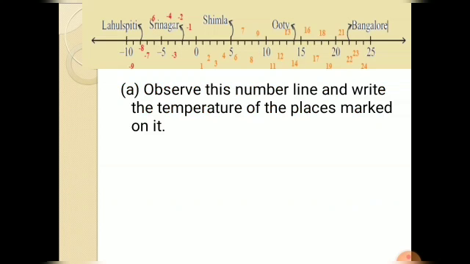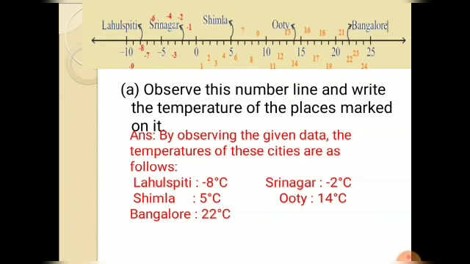Observe this number line and write the temperature of the places marked on it. Now the number line is in front of us and it has become very easy for us to tell the temperatures. By observing the given data, the temperatures of these cities are as follows. Lahul Spiti -8. You can see very clearly in the number line that Lahul Spiti is having -8 degrees Celsius temperature. Then Srinagar -2 degrees Celsius, Shimla 5 degrees Celsius, Ooty 14 degrees Celsius, and Bangalore 22 degrees Celsius.